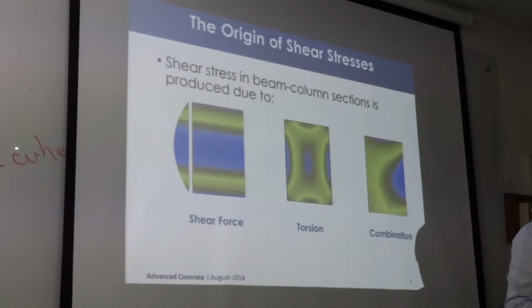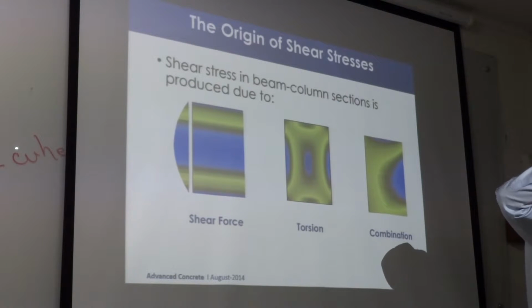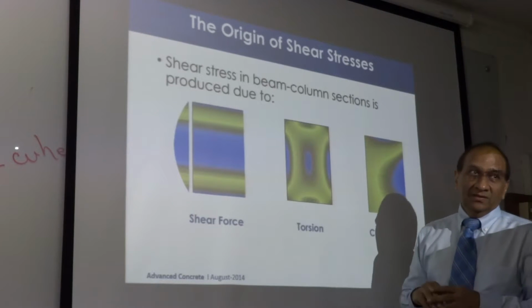So when you combine torsion and shear together, on one side of the section the stresses will go very high, and on the other side they will go very low, because torsion is producing negative and positive stresses on the section, whereas shear is always producing positive stresses. So on one side, positive and positive will add, on the other side, positive and negative will subtract, and depending upon which is more, torsion or shear, it may become negative or very small positive. Right? So this is the kind of complication that we are dealing with in shear torsion interaction.